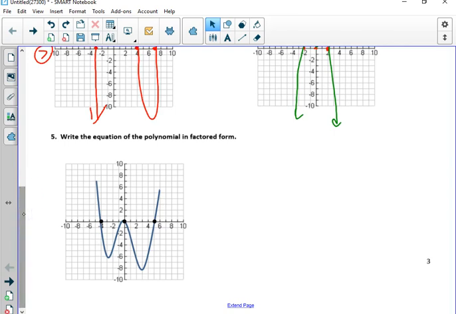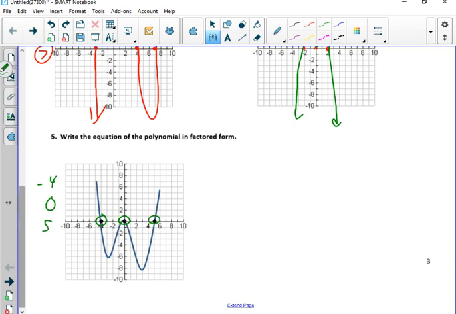Okay, write the equation. Now this is doing the same thing. You know, being a W, it's going to be 4. Now, we have negative 4, we have 0, and we have 5. I make my binomials. X plus 4 would give me negative 4. X minus 5 would give me 5. And x out here would give me 0. But the problem is, this is a cubic function.